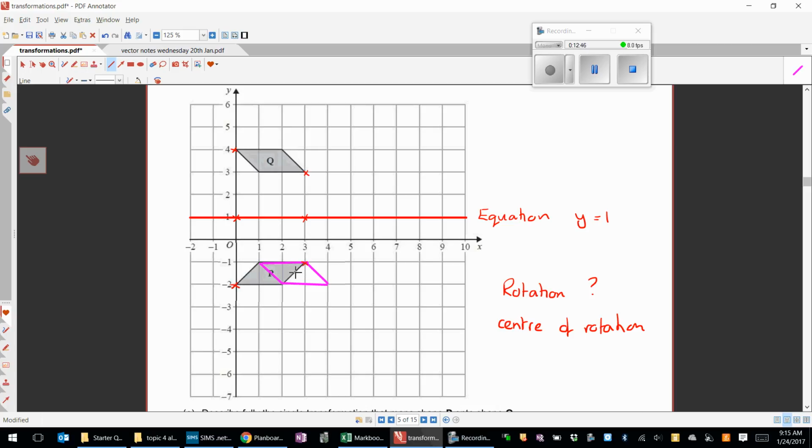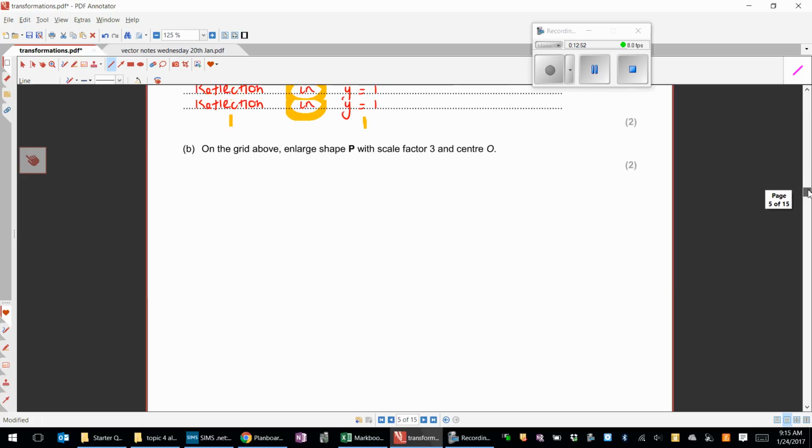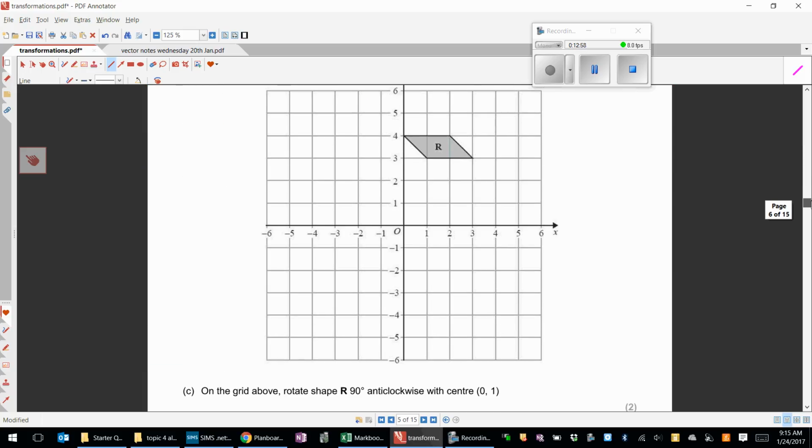But what you've done is you've been through the process. So if we have a look at the next question, we'll come back to the enlargement. It says, on this grid, rotate shape R 90 degrees clockwise with center 0, 1. Now, what I want to point out is you should always look at this because it gives you information if you had to describe it. So do you notice it says rotate 90 degrees anti-clockwise, and it gives you a center. So there's 3 points there to consider.